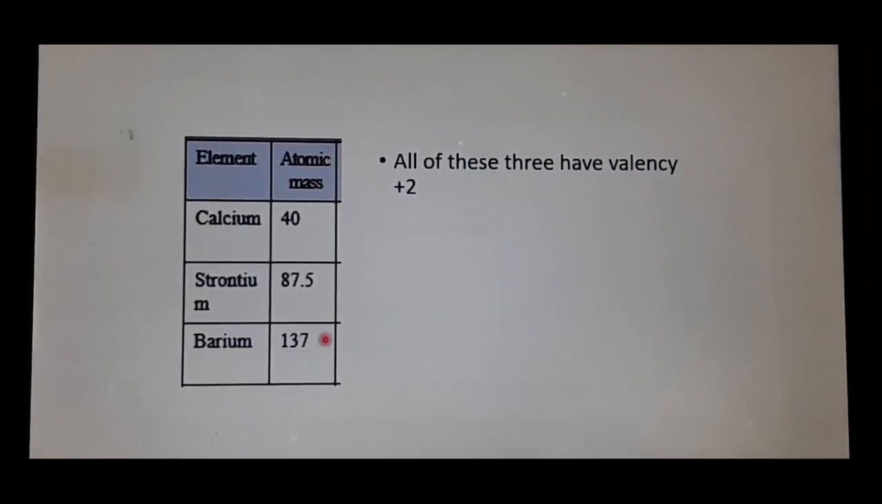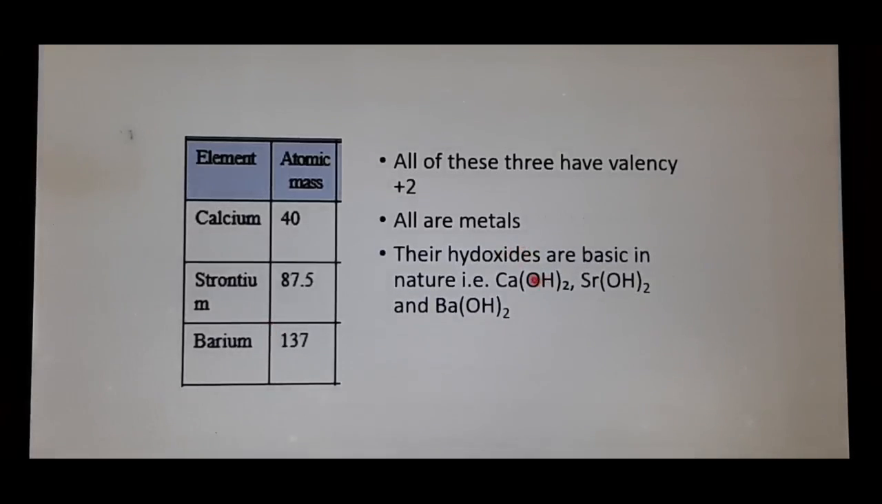If we see this triad, calcium, strontium and barium, all of these elements have valency +2. Calcium +2, strontium +2 and barium also +2. So they have the same valencies. All of these 3 are metals, and their hydroxides are basic in nature. For example, calcium hydroxide, strontium hydroxide and barium hydroxide. All of their hydroxides are basic in nature.